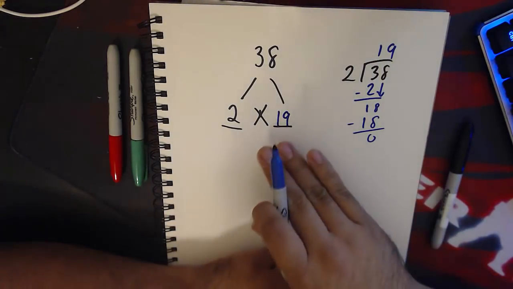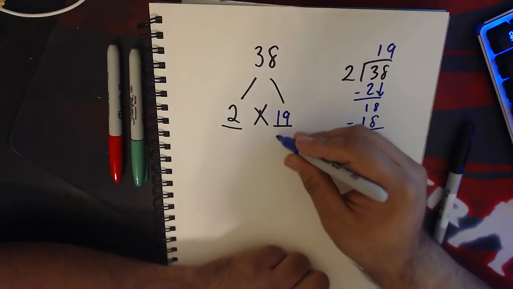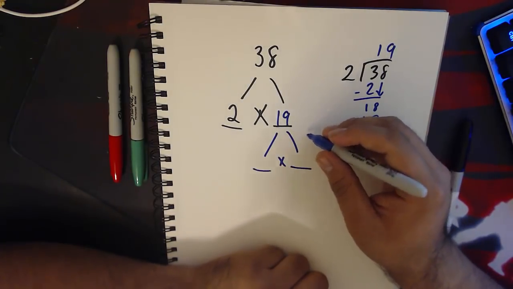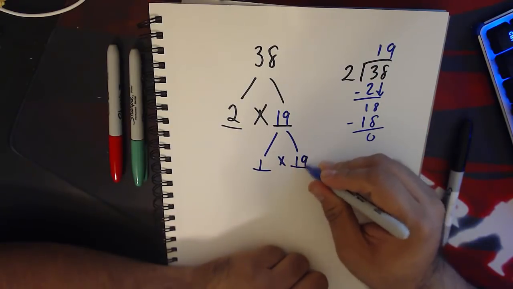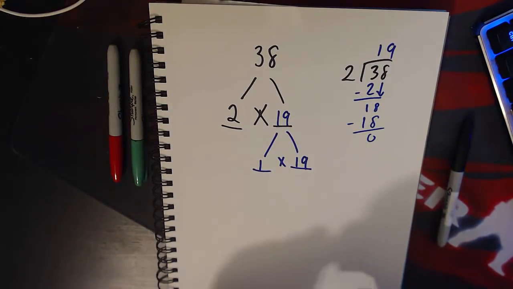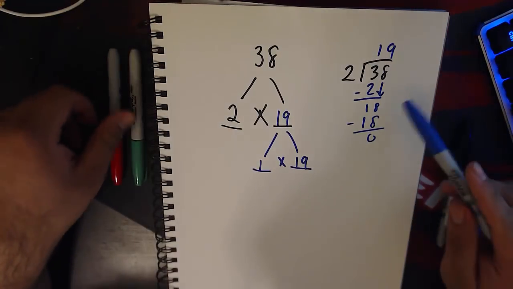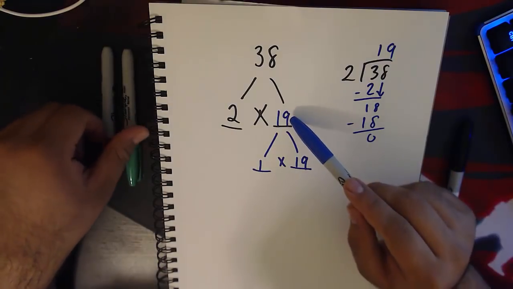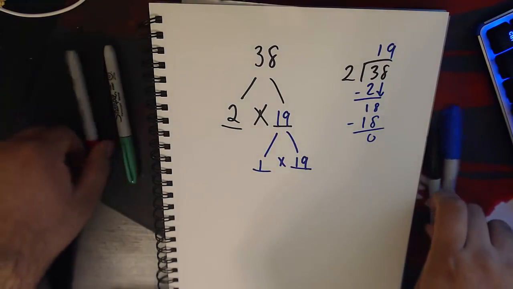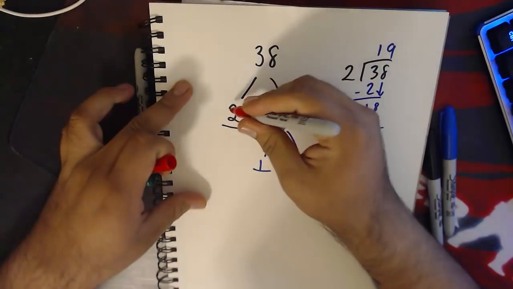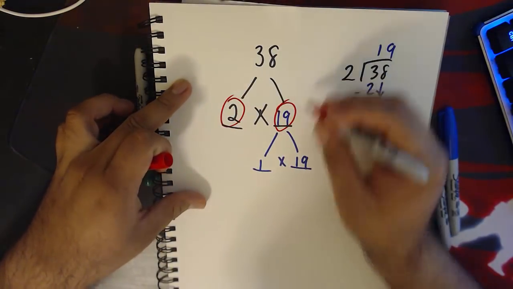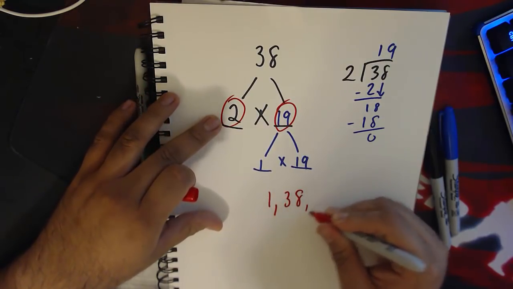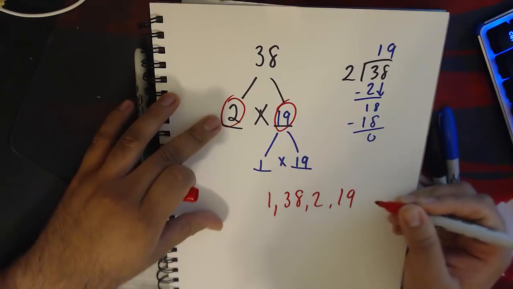Now I don't believe that 19 will have numbers that multiply to it because 19 is a prime number, which means only 1 and 19 will multiply to get 19. So because 19 is prime, I'm going to circle in red all my prime numbers. There we go. So we have the factors of 1, 38, 2, and 19.